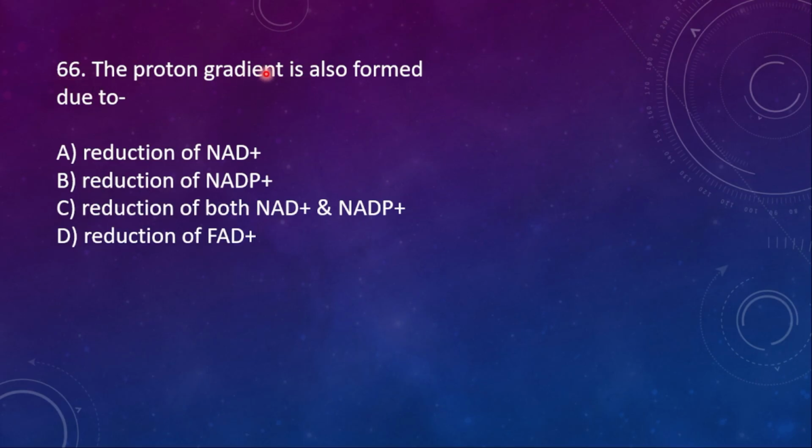66. The proton gradient is also formed due to A, reduction of NAD plus, B, reduction of NADP plus, C, reduction of both NAD plus and NADP plus, and then D, reduction of FAD plus. Here the right option is B.